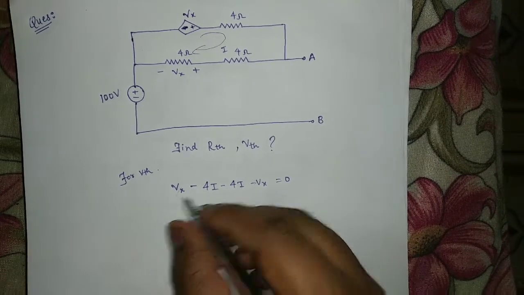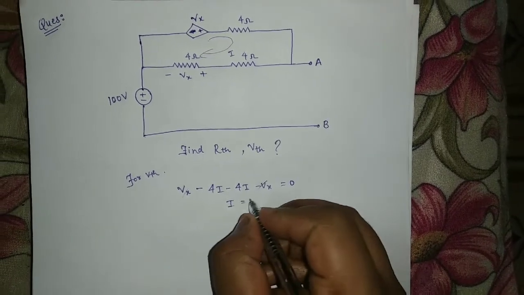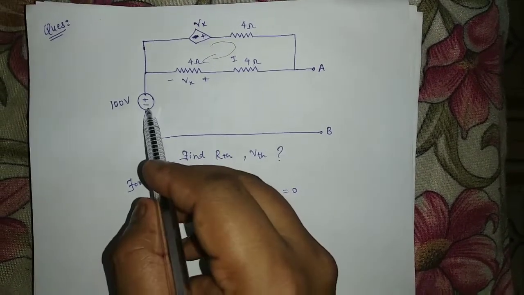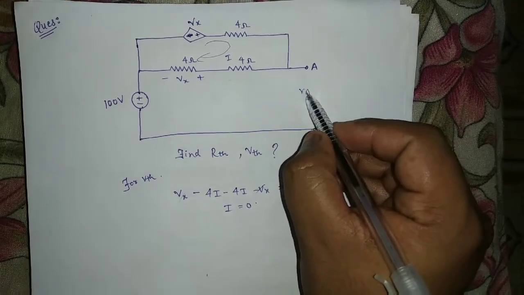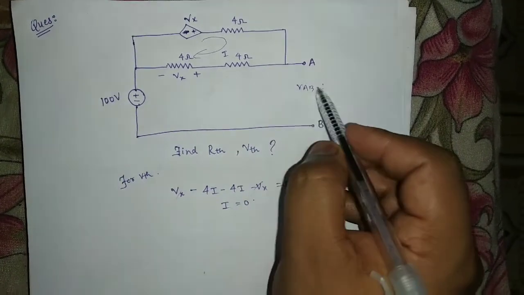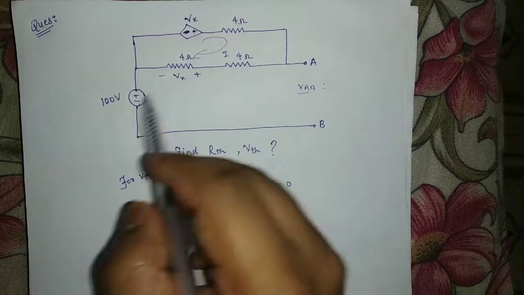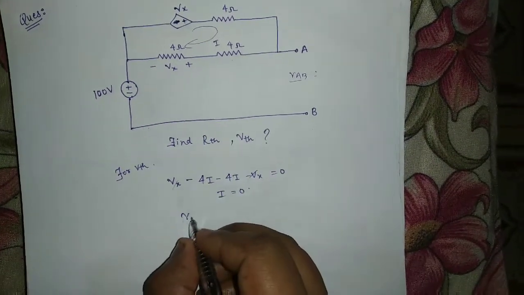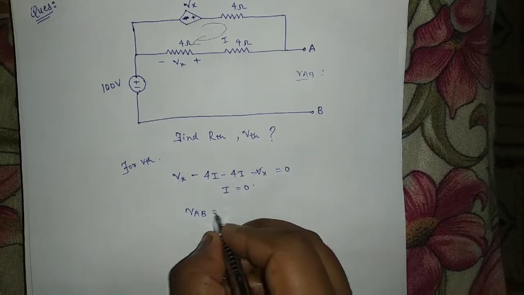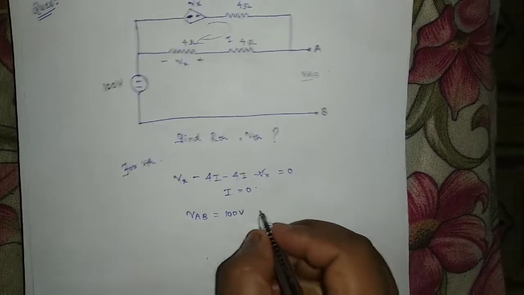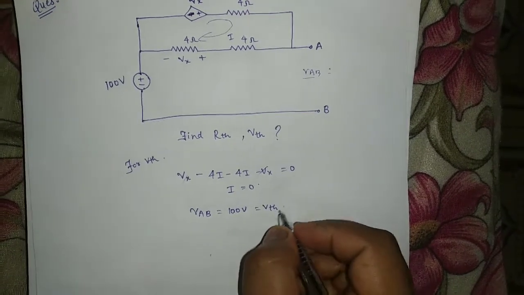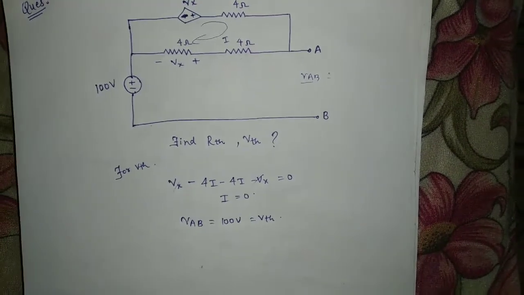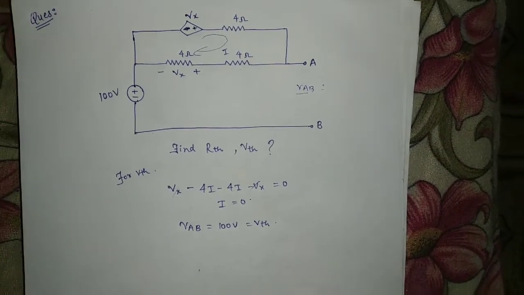So from here I is 0. Because the current is 0, VAB is 100 volts, that is equal to VTH, Thevenin's voltage. Okay, so Thevenin's voltage is 100 volts.